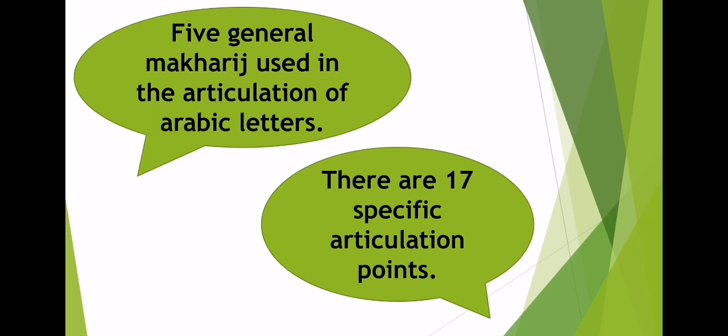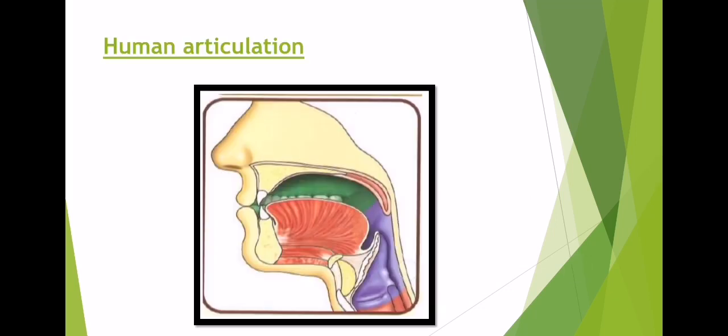So if I say throat, it is the general makharij of the hamza, and if I say aqsal halq, the deepest part of the throat, it is the specific articulation point of hamza. So what we have studied until now is that there are 5 general makharij, and these 5 general makharij are divided into 17 specific articulation parts. This is our articulation system, or articulatory system.